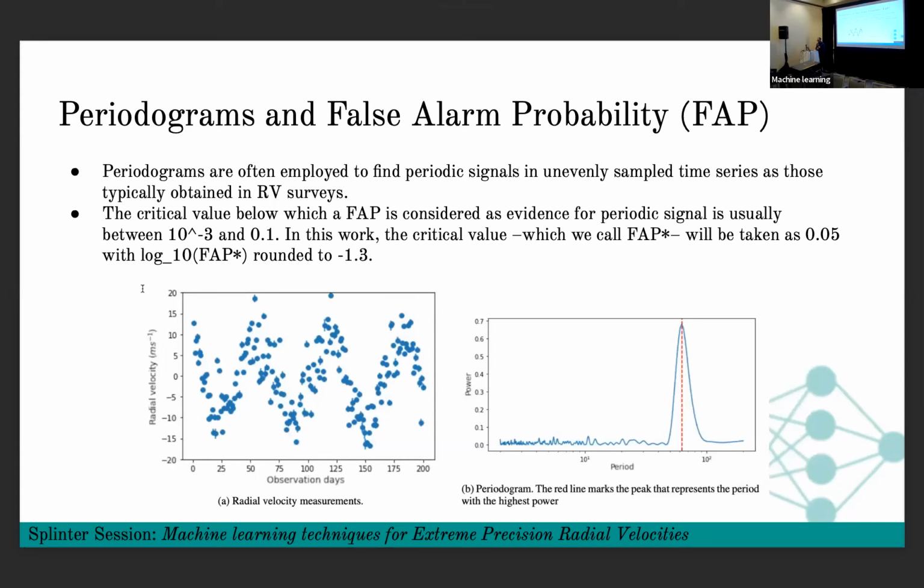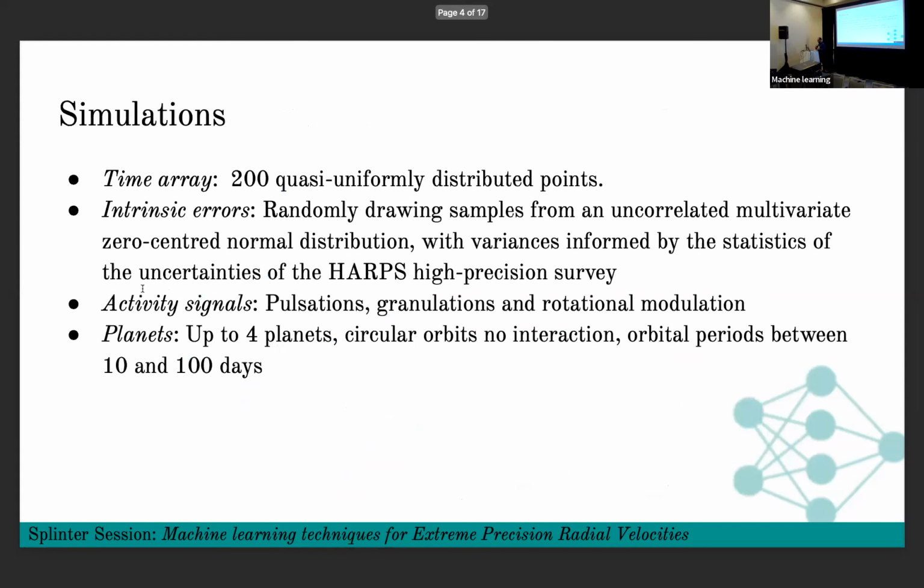So, periodograms are often employed to find periodic signals in unevenly sampled time series. Different frequencies are tested and fit to the data. The better the model at the frequency, the higher the power. A statistical test is conducted over the highest peak to address its significance. We call this the false alarm probability, or FAP. We simulated a lot of RV measurements with realistic noise and injected planets into the signals. Those are the details. We're going to check them later.